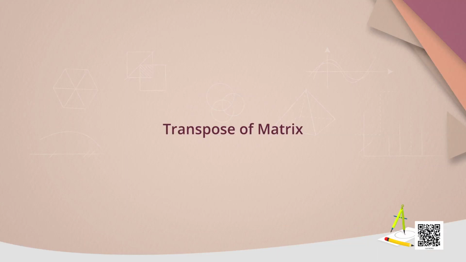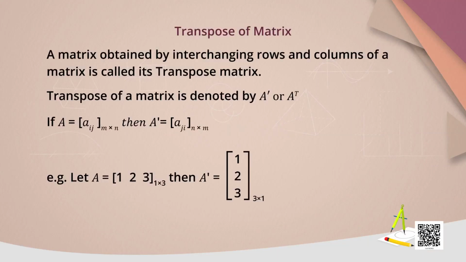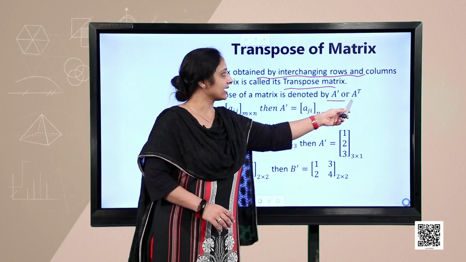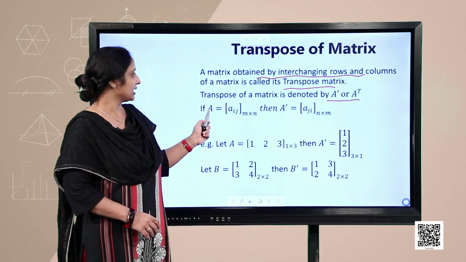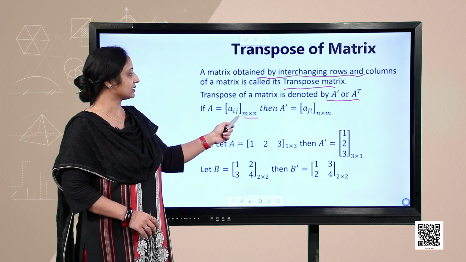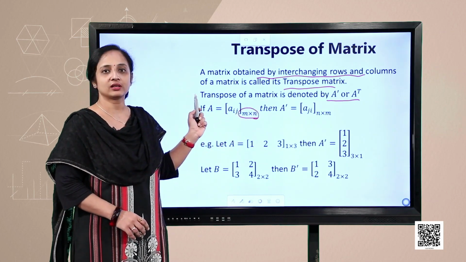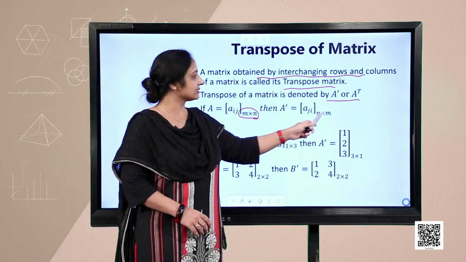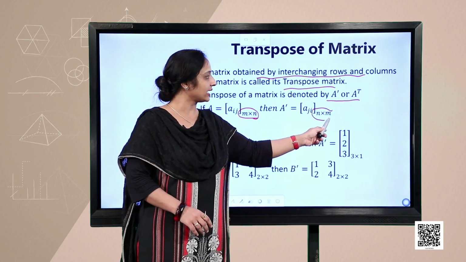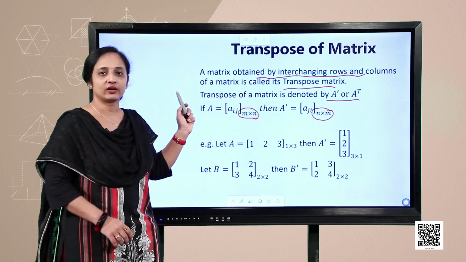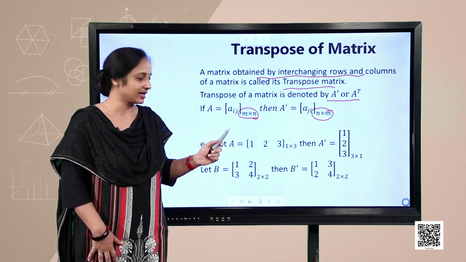Transpose of matrix. A matrix obtained by interchanging rows and columns of a matrix is called transpose of matrix. It is denoted by A dash or A transpose. If A is matrix Aij with order m by n, then its transpose will be the matrix Aji and its order gets reversed to n by m.